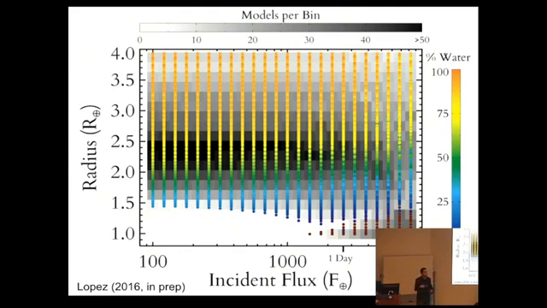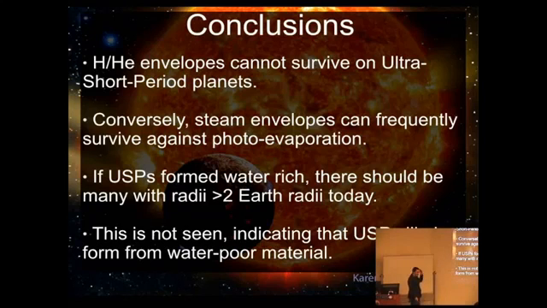A lot of this is just because of the thermal evolution of a steam envelope, the radius doesn't change anywhere near as much in time. And so this makes a clear prediction that if the ultra-short period planets were mostly forming from material that came from beyond the snow line and was very water-rich, then there should be a large population of them that have retained their steam atmospheres and are over 2 Earth radii. And that is not what we see. And here are my conclusions.